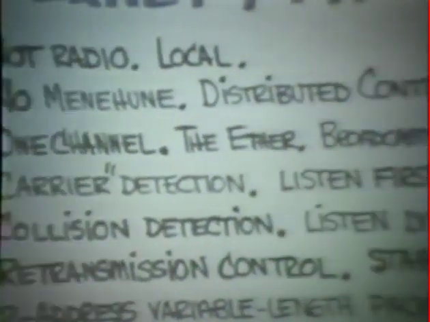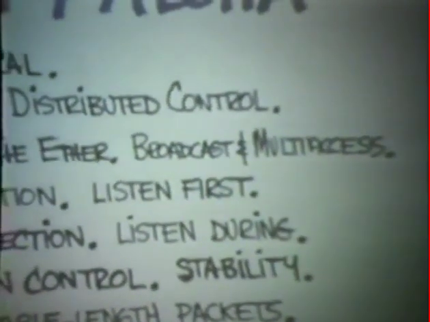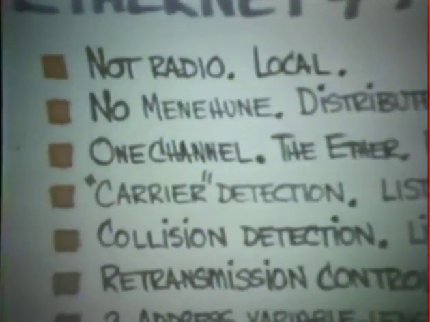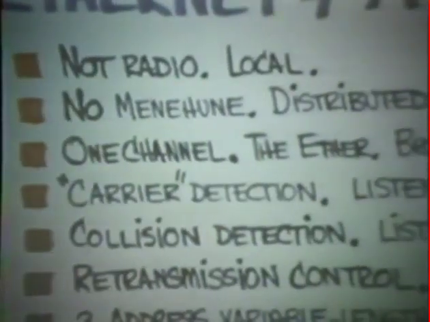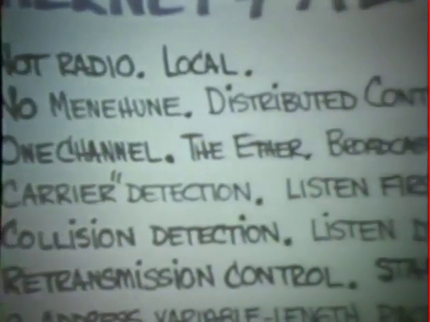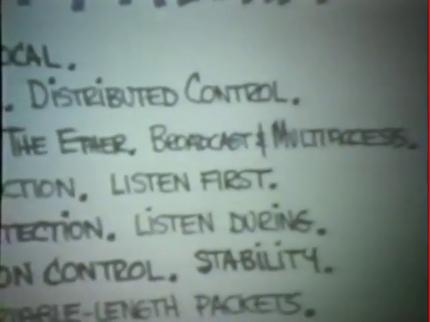The Ethernet's channel, its one channel, which we incidentally call the ether, is both broadcast and multi-access. That is, packets which are transmitted into the ether, into the coaxial cable, which is the ether, are transmitted everywhere. That is, they're broadcast to all the communicating stations. And it's a multi-access channel in that any of the communicating stations can broadcast into it.